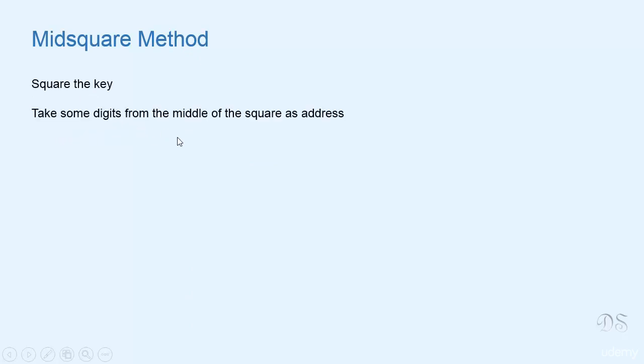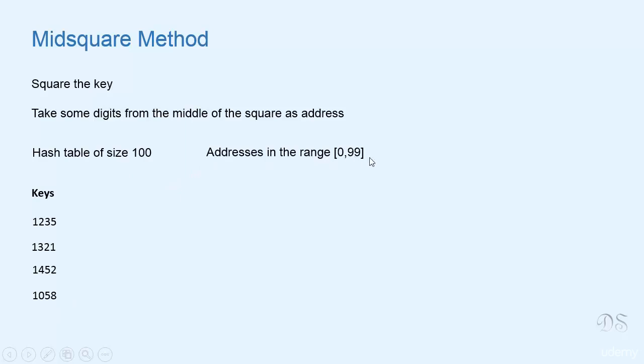Now next method is mid-square method. In this method, we square the given key and then some digits from the middle of the square are taken as the address. The selection of digits depends on the size of the table. Suppose we have a hash table of size 100 and we have 4-digit keys. Then we'll need addresses in the range 0 to 99.